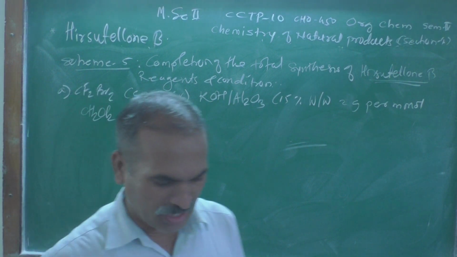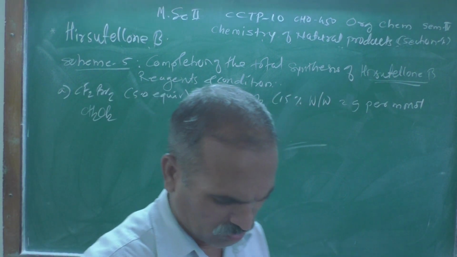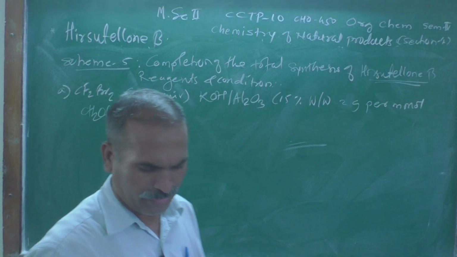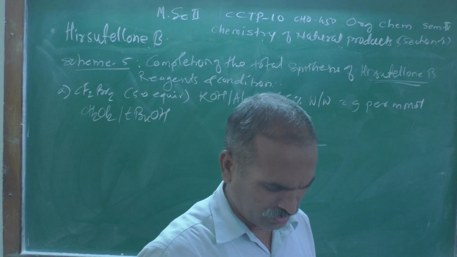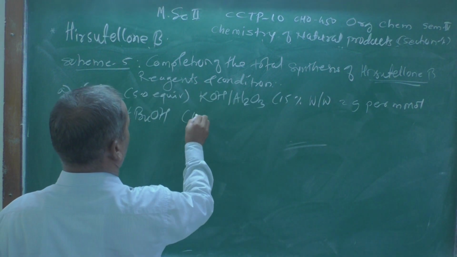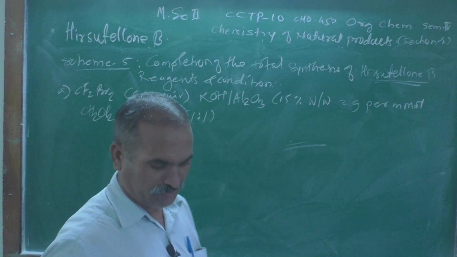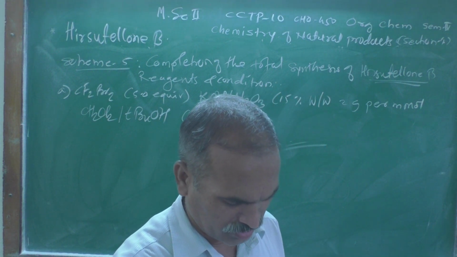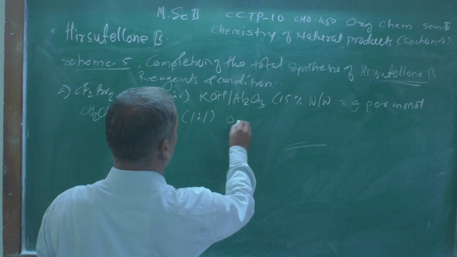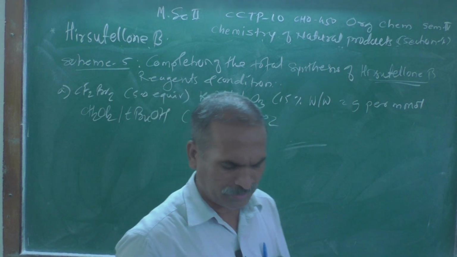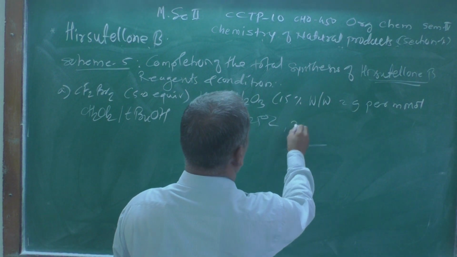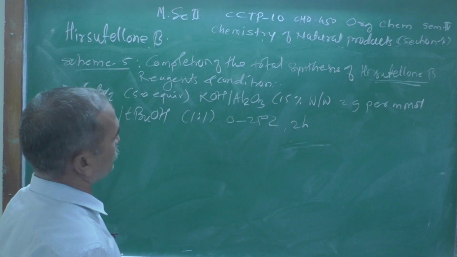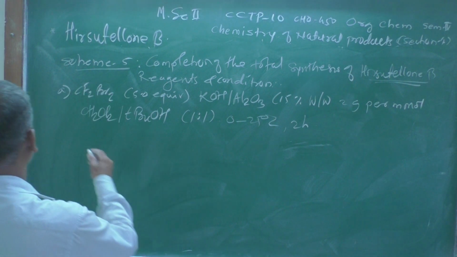CH2Cl2 is DCM, dichloromethane, along with tert-butanol, tBuOH. The solvents are taken in a 1:1 proportion, at 0 to 25 degrees centigrade, and it is stirred for 2 hours. So these are the reagents, and how much equivalent is taken of each reagent is shown over here.